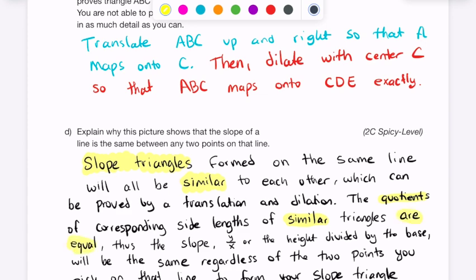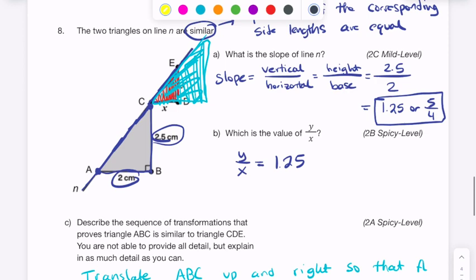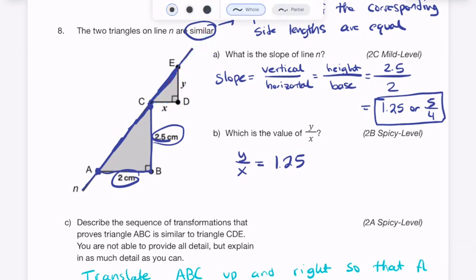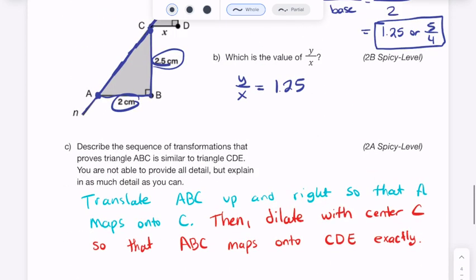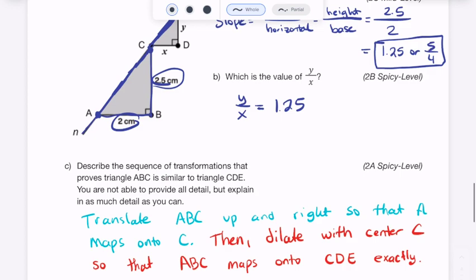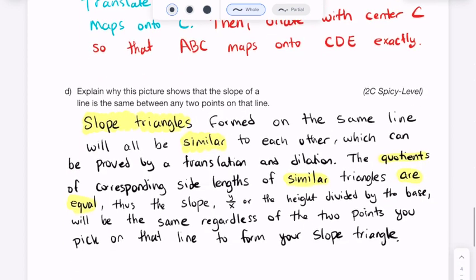So since those quotients for the side lengths of similar triangles are equal, when we then find the slope and we do the height divided by the base, or in this case, y divided by x, right, which is representing the height divided by the base, you're going to get the same number, which will be your slope, regardless of the 2 points that you pick to form your slope triangle. Okay, so the key idea is since the triangles are similar, then the quotient of the corresponding side lengths are the same. So it doesn't matter which points you pick, the slope will be the same.